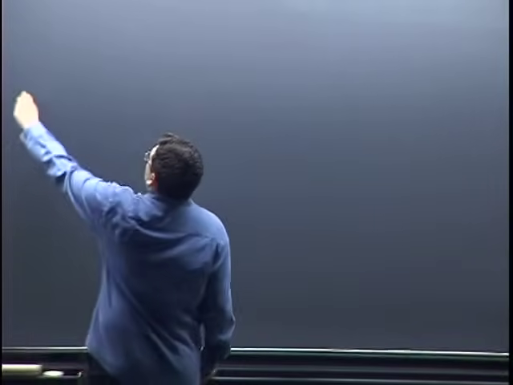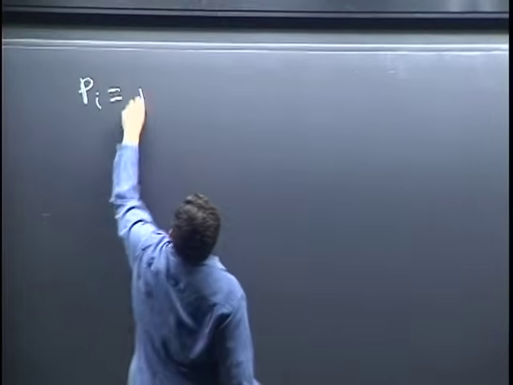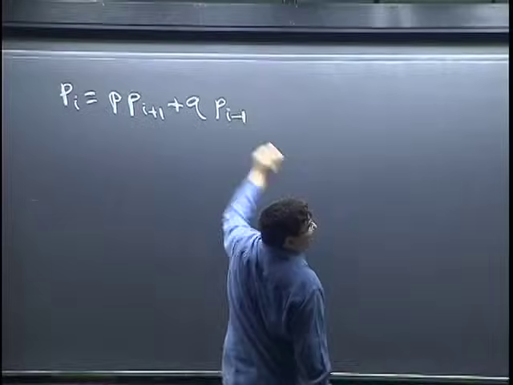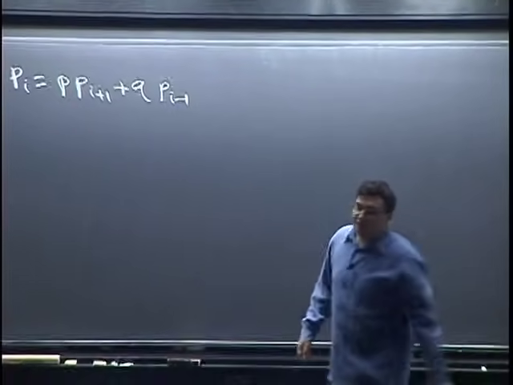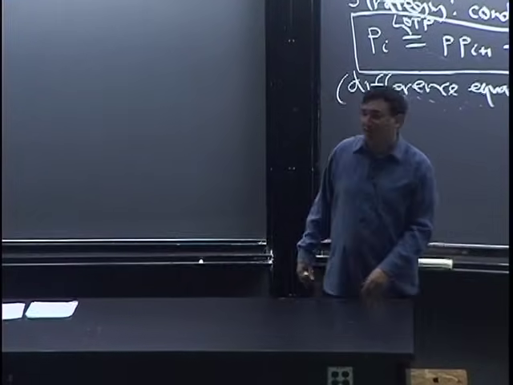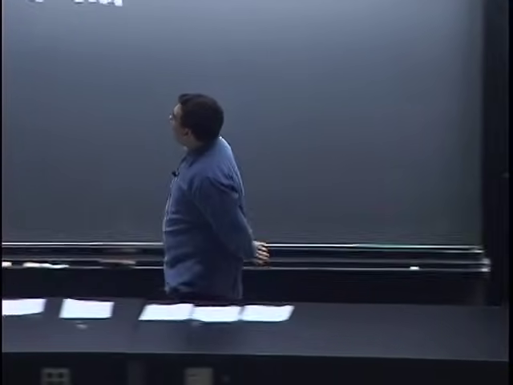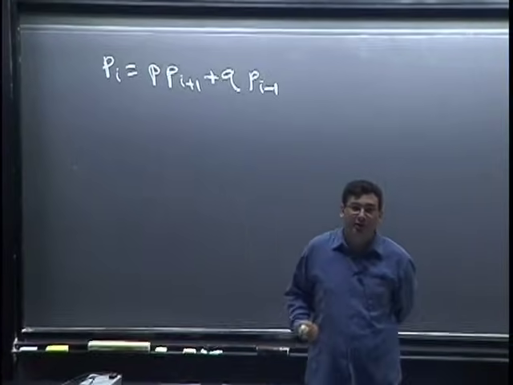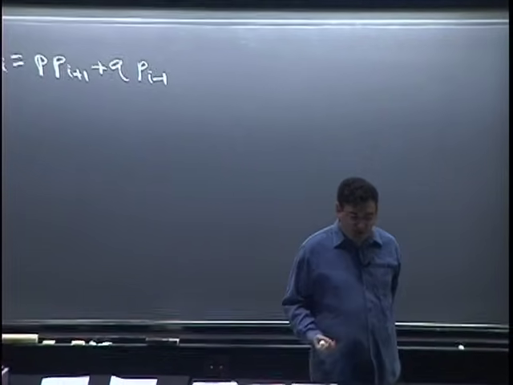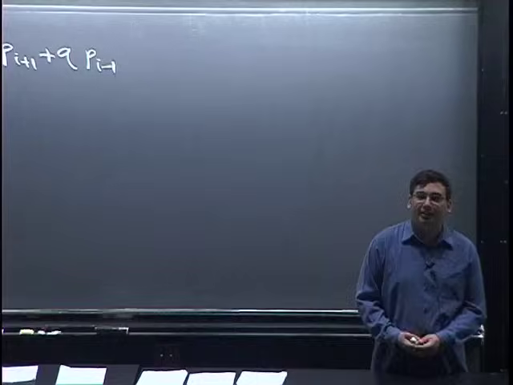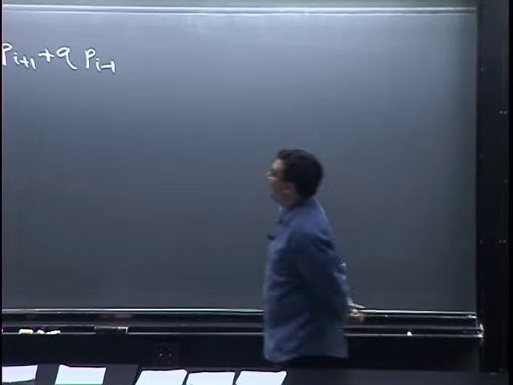I'll just rewrite the equation, I just want more room to do it. pi equals p pi plus 1 plus q pi minus 1. Let's try to solve this. We're assuming p and q are known, and we're solving for the pi's. Well, there are a lot of deep connections between difference equations and differential equations. One of the most famous methods for solving a differential equation, as you may have seen before, is to guess. So we're going to try something here.